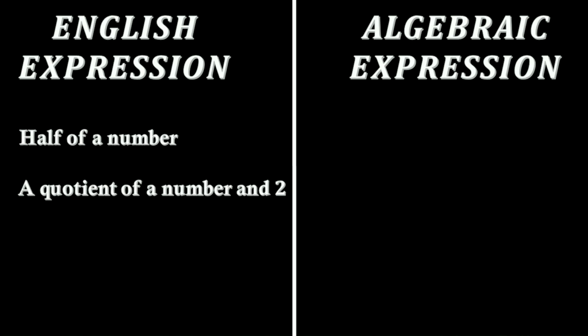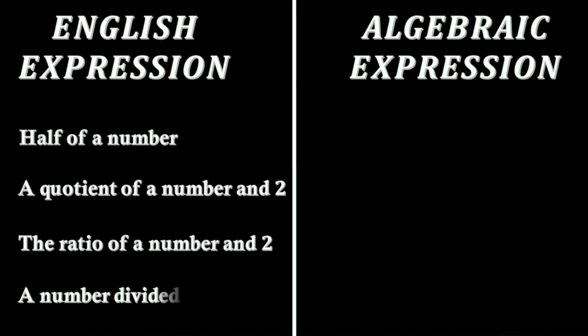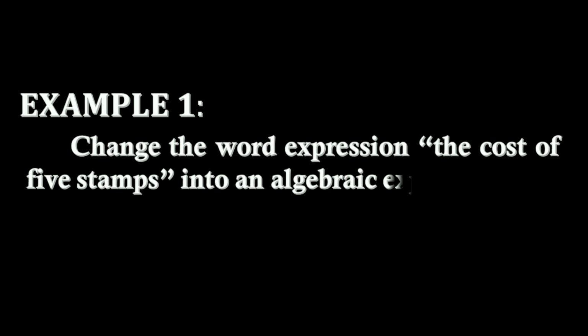Let's have division. So half of a number, a quotient of a number and 2, the ratio of a number and 2, and a number divided by 2, that is all equal to x divided by 2. Okay? Now let's try an example. Another example. Let's change the word expression, the cost of 5 stamps, into an algebraic expression. The important thing here is the cost of 5 stamps.